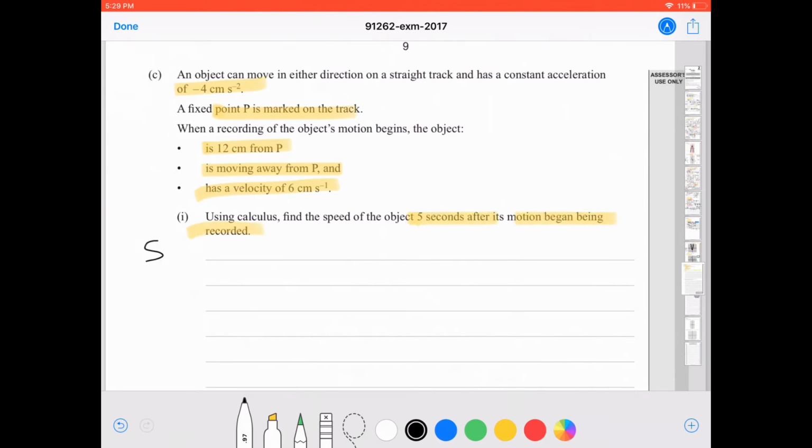So again, just note on the side, SVA, right? SVA. If it has a constant acceleration of -4 centimeters per second, we can say a of t equals -4. Okay.